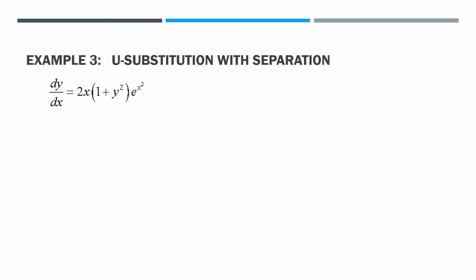All right, and then last example here, and this is when you can sometimes see U substitution inside of the problem. So let's first start by separating variables. I want my x's to stay over here and my y's to go to the other side. So that would look like this.